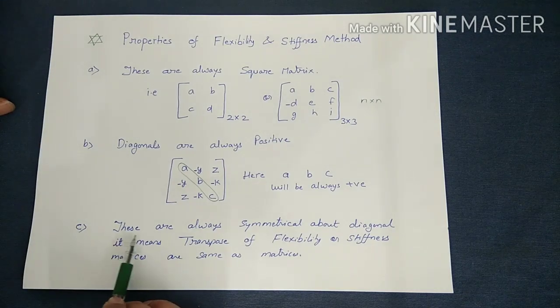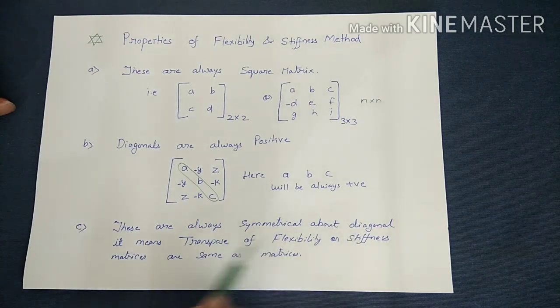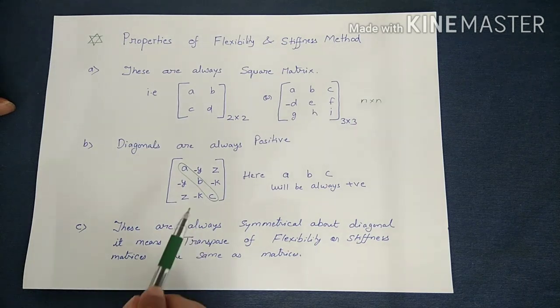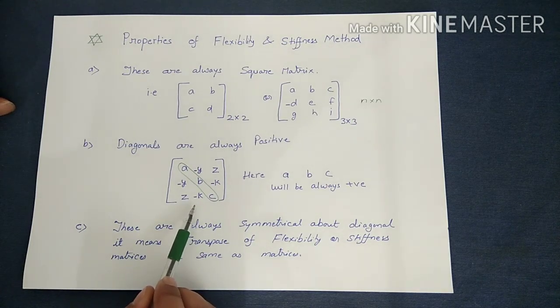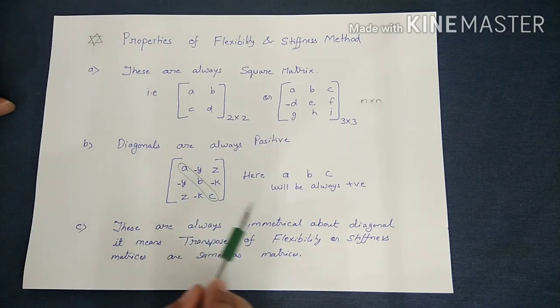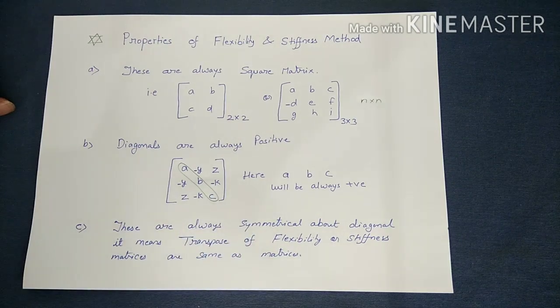Third point, these are always symmetrical about the diagonal. It means the transpose of the flexibility or stiffness matrix is the same as the matrix. If we transpose this matrix, we will find that the transposed matrix is the same.